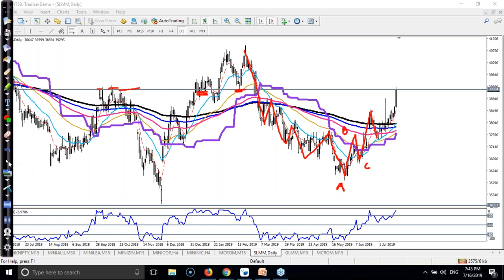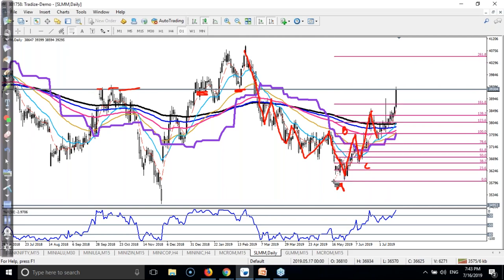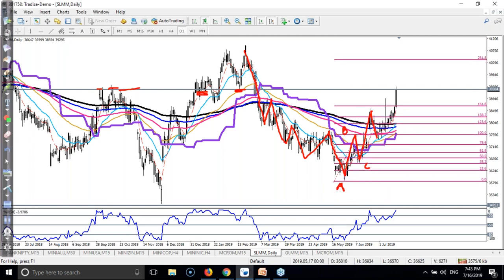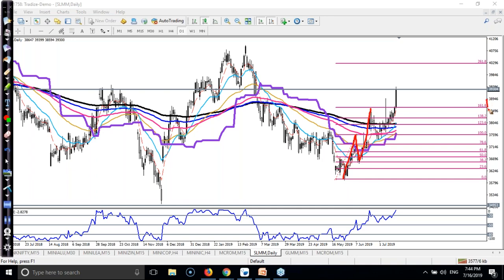Let's go first. How to analyze the market, I am telling. So I want to connect A and B. I just connect A point and B point. When I connect A point and B point, let me remove this one, then it will be clear, right? This is A point and this is B point, and you can see this is a retracement of 61% and extension, you can see 161.